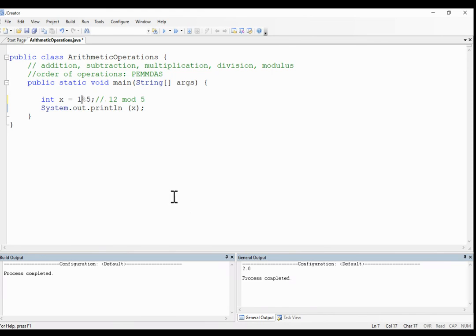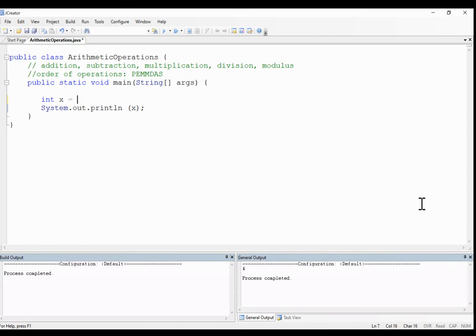Now, what about if I have 19? So 19 mod 5, that means when you divide 19 by 5, you get 3. So 3 times 5 is 15, the remainder is 4. So when I try to run the program, you're going to see that 4 is the answer, because that's the remainder. Now let's talk about the order of operations.